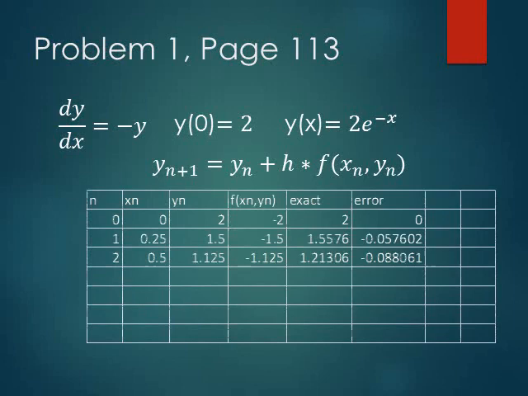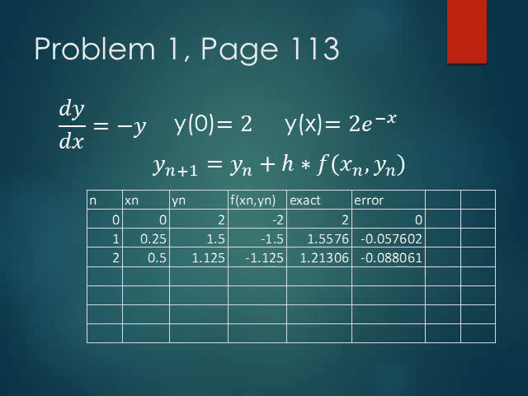In Excel or in a computer program, you can set up this grid. So I have a grid of n, xn, yn, the value of my slope with the values of xn and yn, the exact solution, and the error. Well, what is error? Error is the difference between the exact solution and my predicted y solution. So starting out at my initial condition, x equals 0, y equals 2, my exact solution matches my solution for y. So I have 0 error.